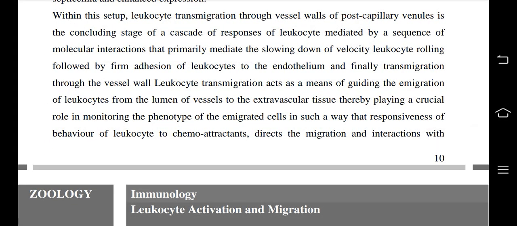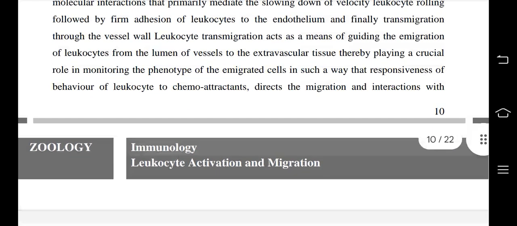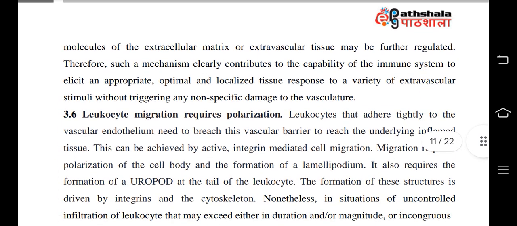Leukocyte transmigration acts as a means of guiding the emigration of leukocytes from the lumen of vessels to the extracellular vascular tissue, thereby playing a crucial role in monitoring the phenotype of the emigrated cells in such a way that responsiveness of behavior of leukocytes to chemoattractants, which directs the migration and interaction with the molecules of the extracellular matrix or extravascular tissue, may be further regulated. Therefore, such a mechanism clearly contributes to the capability of the immune system to elicit an appropriate, optimal and localized tissue response to a variety of extravascular stimuli without triggering any non-specific damage to the vasculature.